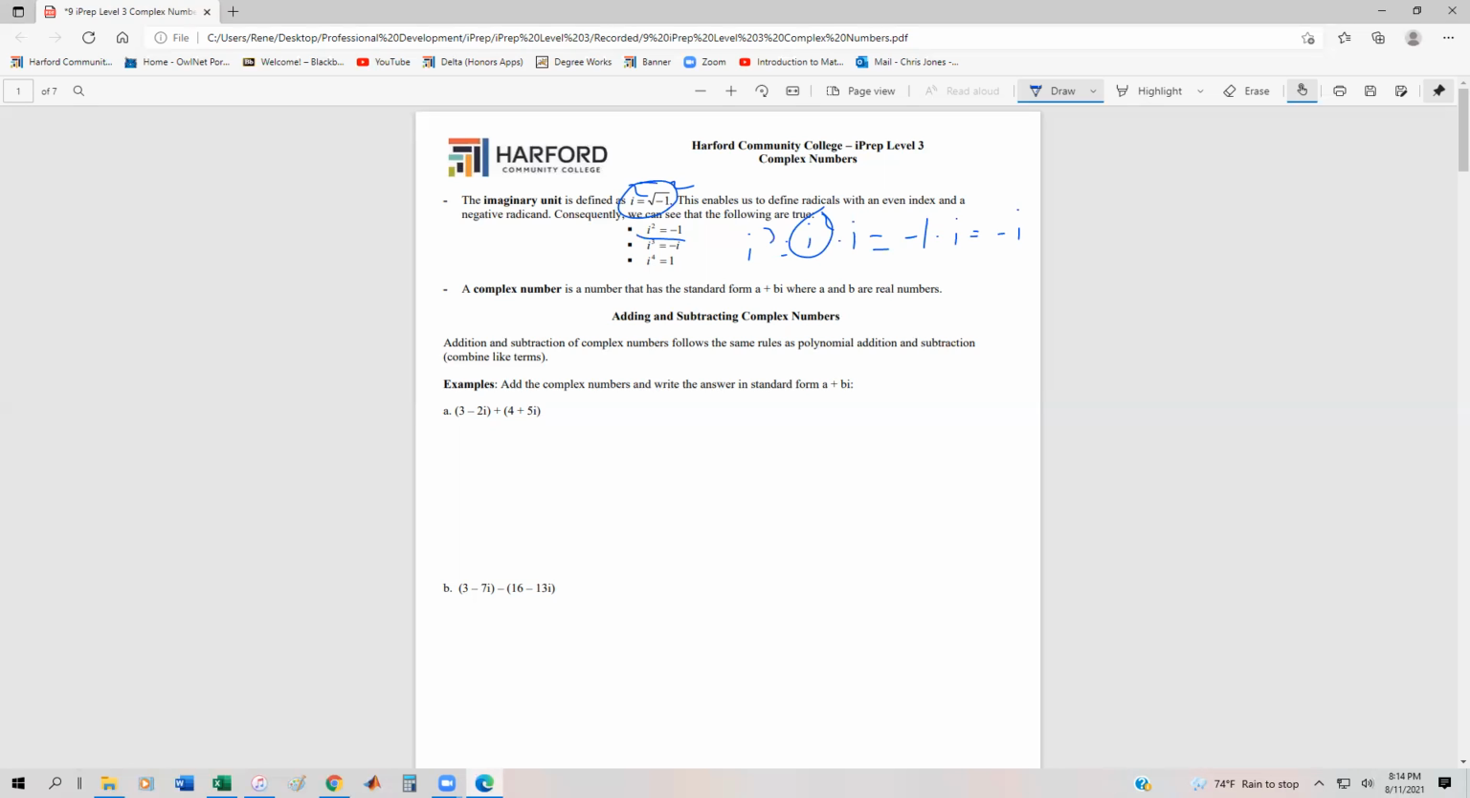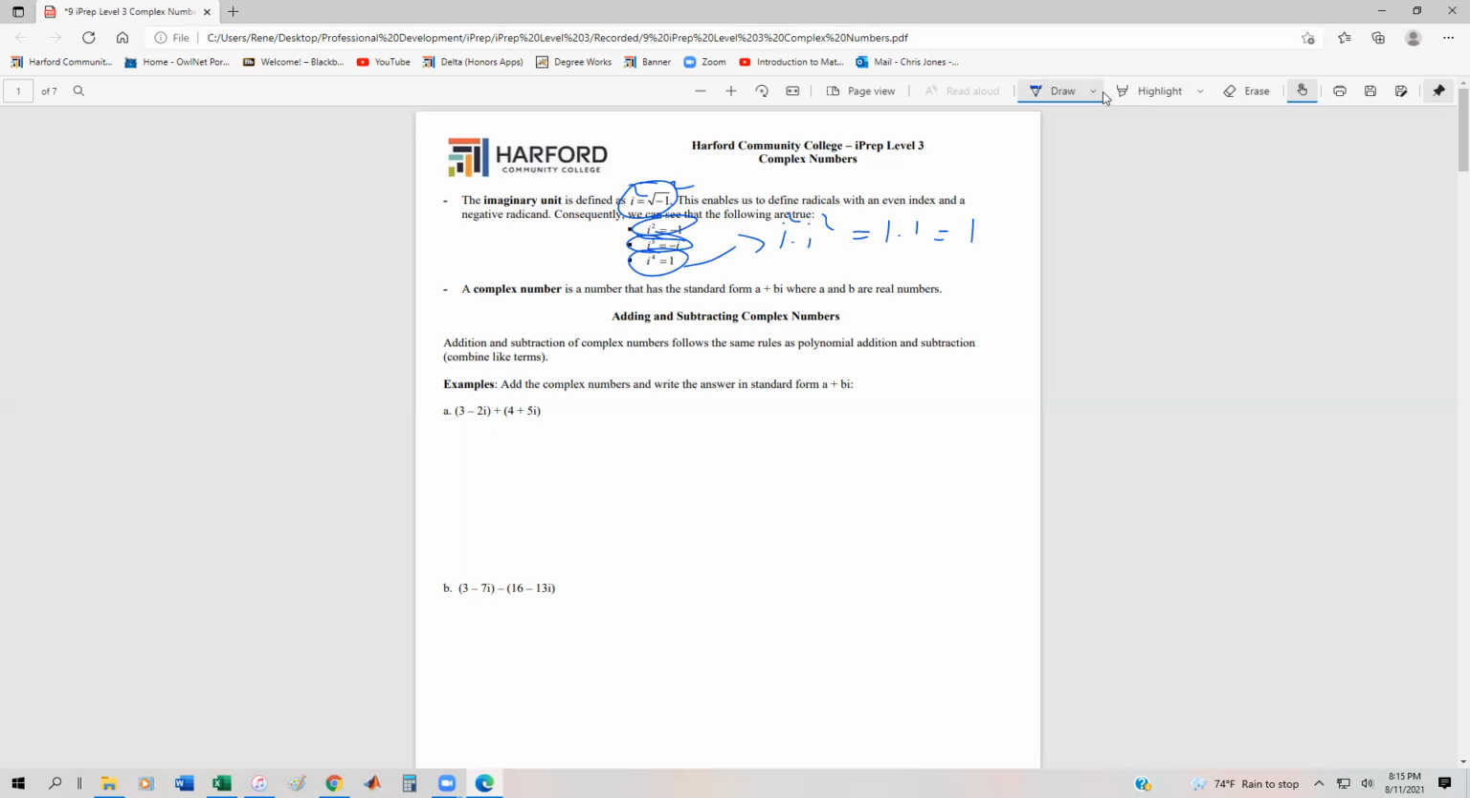And then i to the fourth is going to become 1, and we can just break that into i squared times i squared, which is going to be 1 times 1. So let me go ahead and illustrate that once I erase all this. And so i to the fourth can be written as i squared times i squared, which is 1 times 1, which is 1. And that's where we get these definitions from.